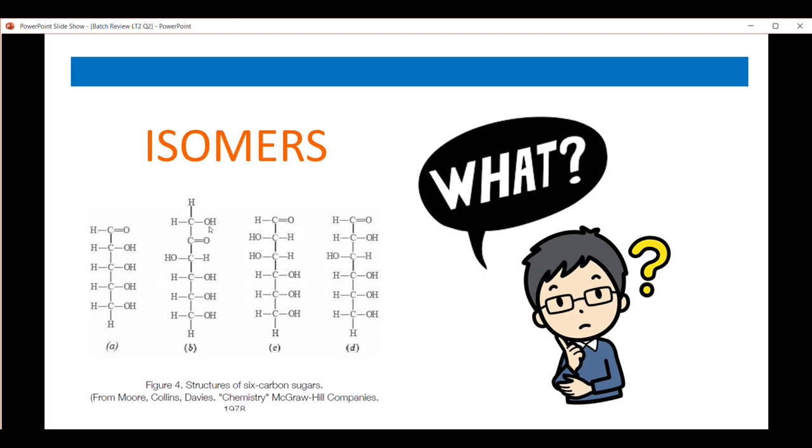And then the double bond O would be found in the second carbon for letter B, whereas letter C and letter D is at the end of the carbon. So you will see here that they have different structures, and this will lead to differences in their functions as well.